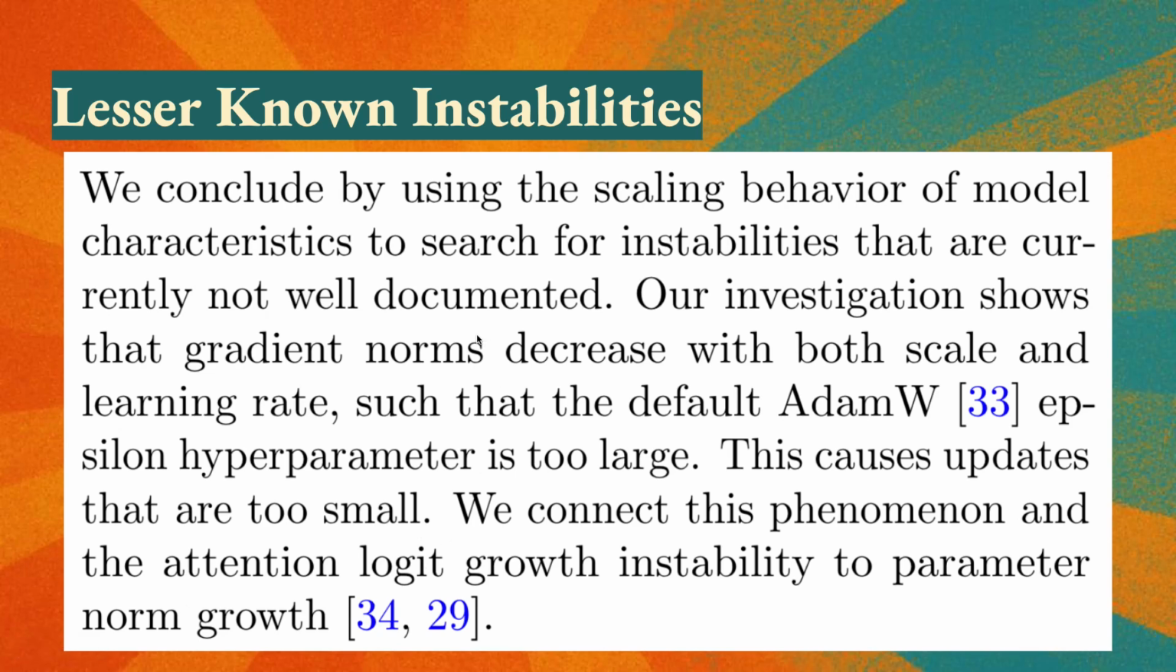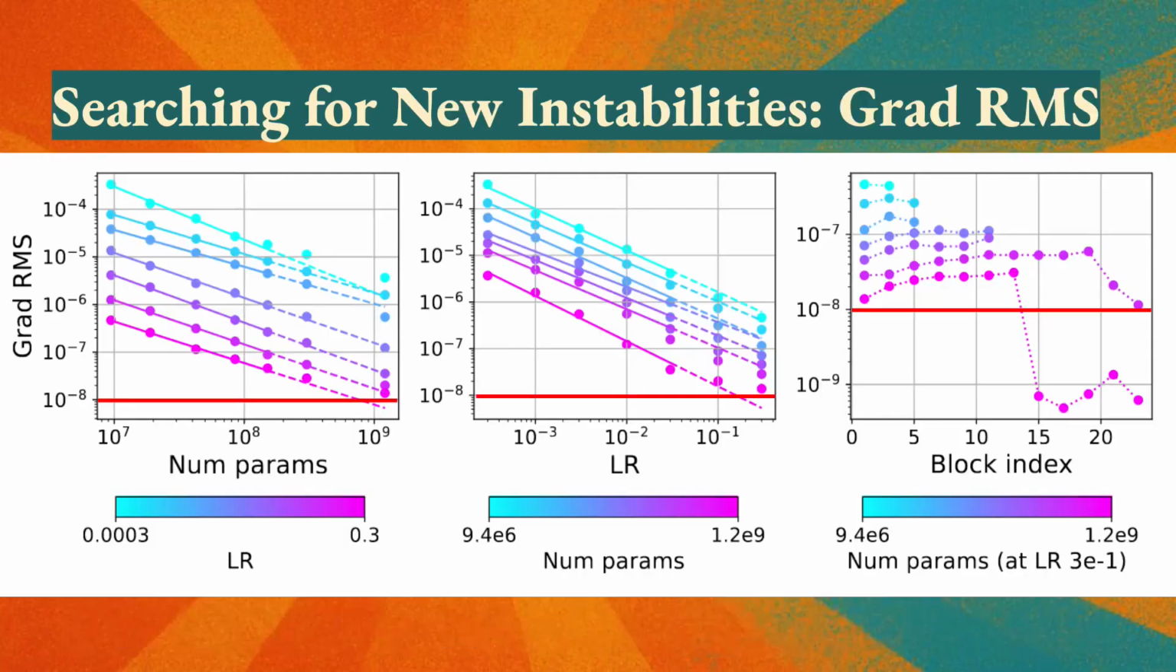That's causing this gradient norm to decrease, and that's also causing the attention logit growth to happen. And we'll look at their hypothesis and explanation in a bit. So this is what we're looking at here in terms of their gradient RMS. On the y-axis, we have gradient RMS, which goes from 10 to the negative 4 down to 10 to the negative 8. And I've highlighted 10 to the negative 8 because that's the default AdamW epsilon hyperparameter value.